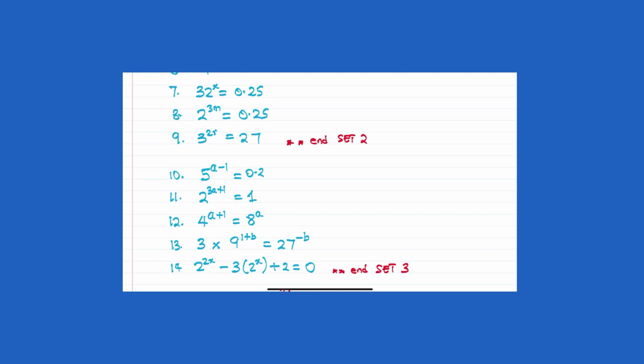We have 5 raised to the power of a minus 1 equals 0.2, and 2 to the power of 3a plus 1 equals 1, and 4 to the power of a plus 1 equals a to the power of a. And number 13, 3 times 9 to the power of 1 plus b equals 27 minus b. And number 14 would definitely take us into quadratic equations. So how do we solve this?